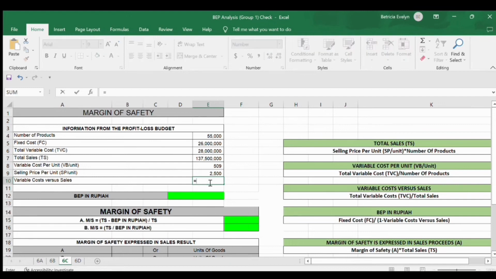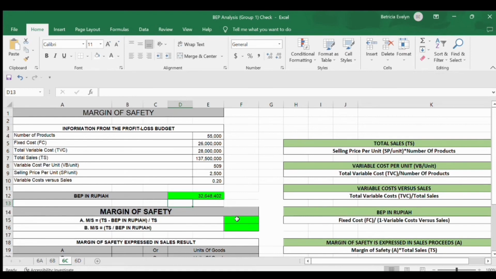Next is variable cost versus sales. The formula is equals total variable cost divided by total sales. Enter. So next is BEP in rupiah. The formula is equals fixed cost divided by open bracket 1 minus variable cost versus sales, close bracket.